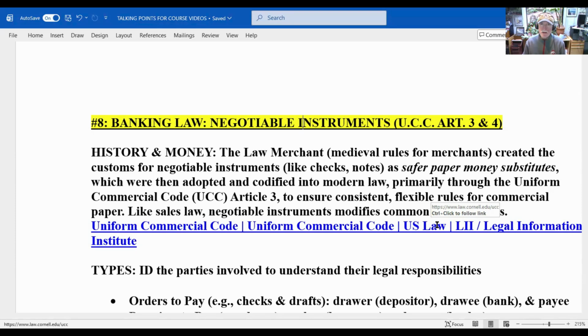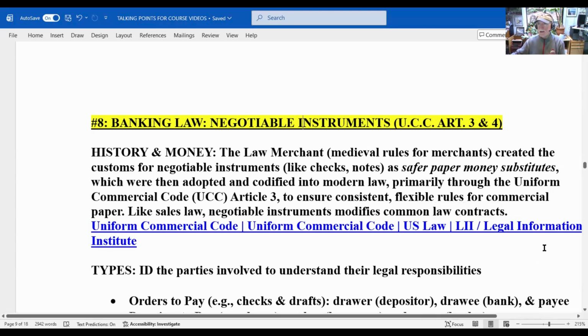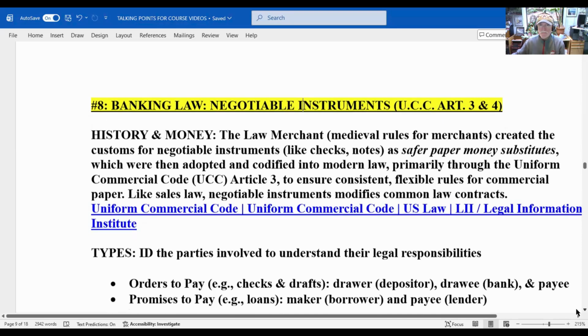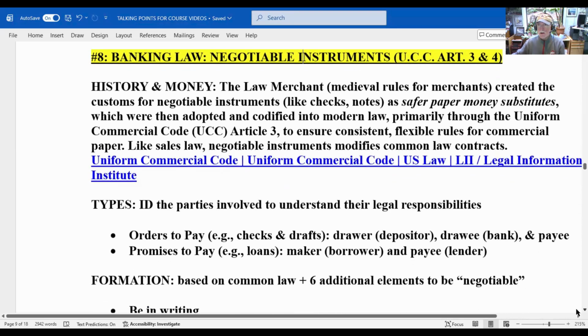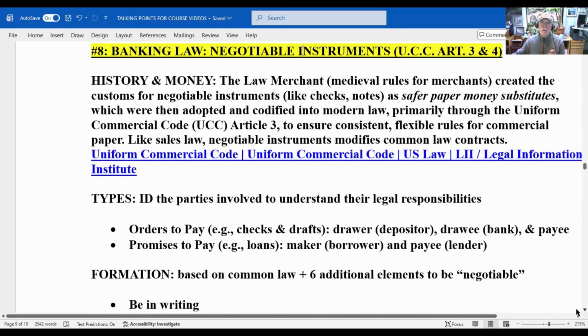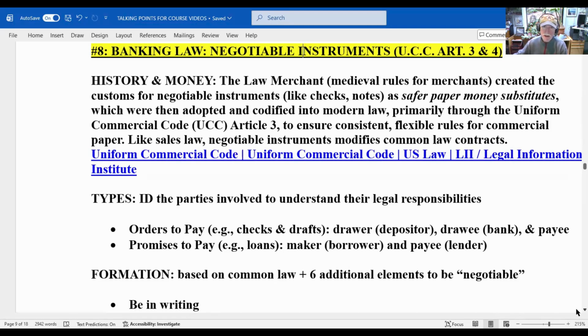So the UCC, as I said, was developed to allow for this, and so they created rules to facilitate commercial transactions. They don't cover all commercial transactions. They don't cover real estate contracts, for example, but they do cover sales law, which is the sale of goods. We already talked about that.